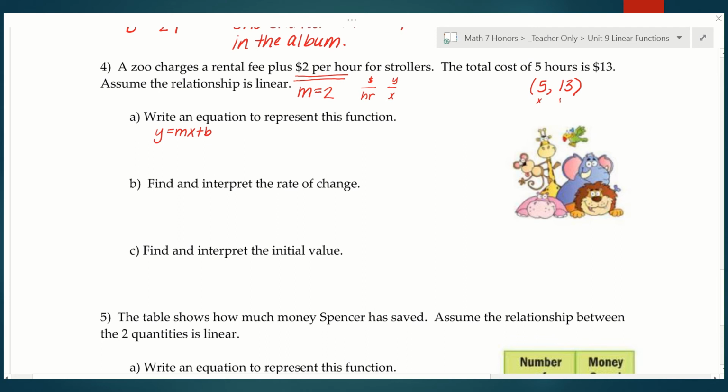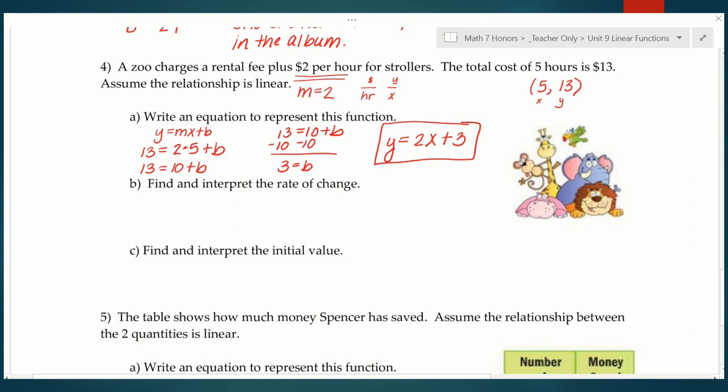From the point I was given here, 13 is y. My slope is 2. My x-coordinate is 5, so 2 times 5, plus b. If I simplify that, I get 13 equals 10 plus b. To solve for b, I have to subtract 10 from both sides, and I'm going to get that b is 3. Now I have the two things I need to write my equation: y equals 2x plus 3. I'm just plugging in the slope and the y-intercept. There's the equation of that line.